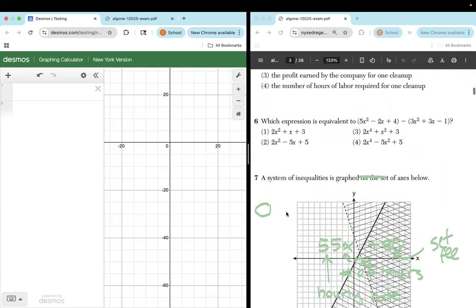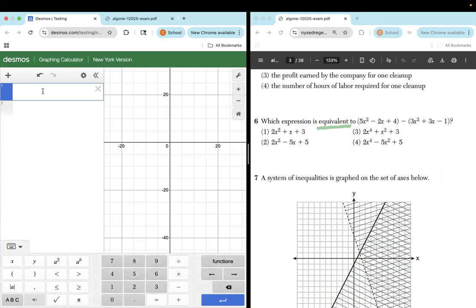Okay. Which expression is equivalent to? Okay, another question where we can use our DESMOS strategy. So I'm going to type in what's in the question, and then I will test out each answer choice to see which one has the same graph, because that would mean that they would be equivalent. So I'm going to type it in exactly as I see it in the question, parentheses and all.